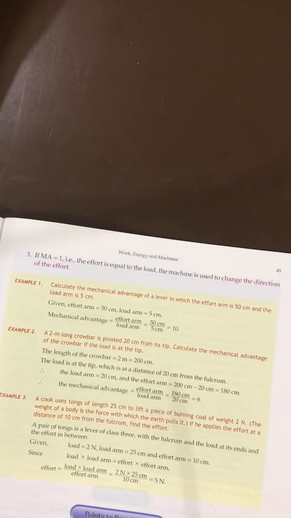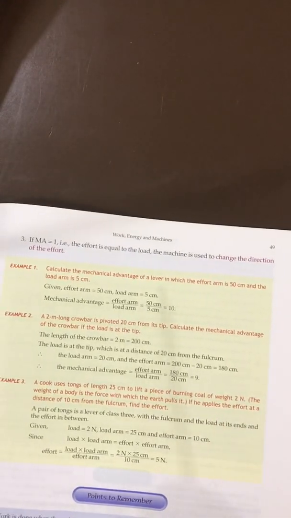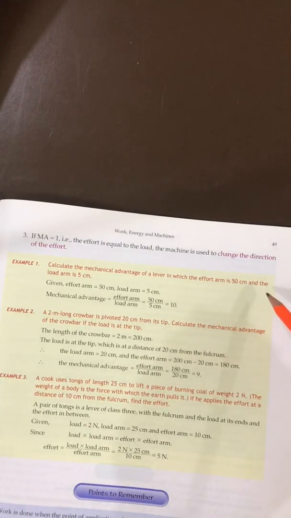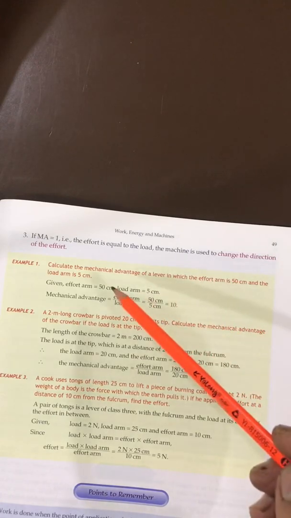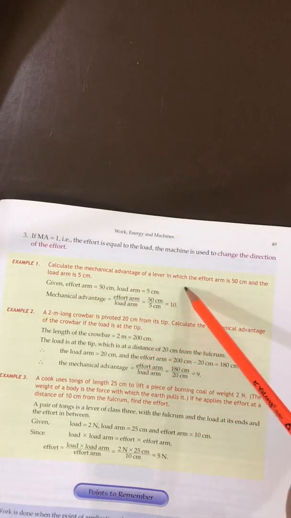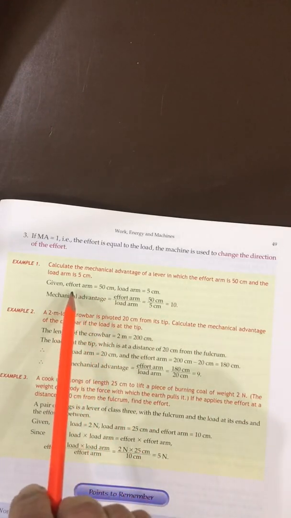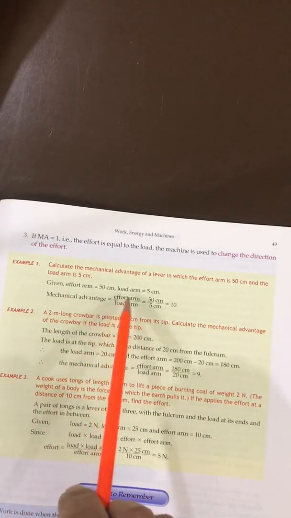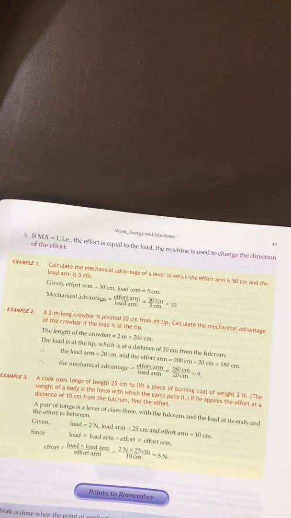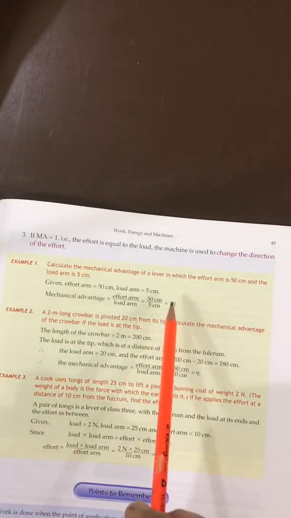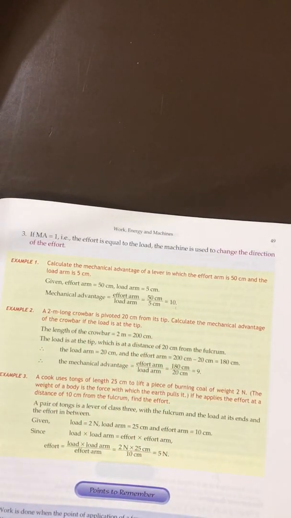So this is about the lesson, and here the numericals are given in which we calculate the mechanical advantage of a machine. First one: calculate the mechanical advantage of a lever in which the effort arm is 50 centimeters and the load arm is 5 centimeters. You all know that mechanical advantage is equal to effort arm over load arm. So 50 over 5, that is 10. So the mechanical advantage of this machine is 10, which is greater than 1. So this machine acts as a force multiplier.